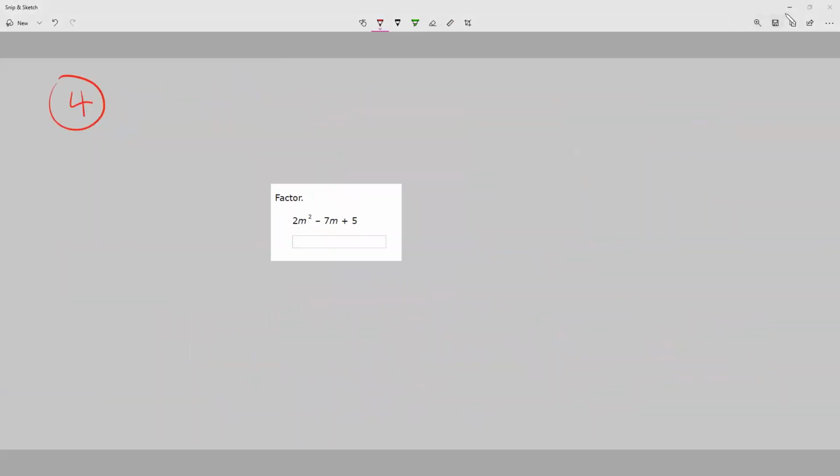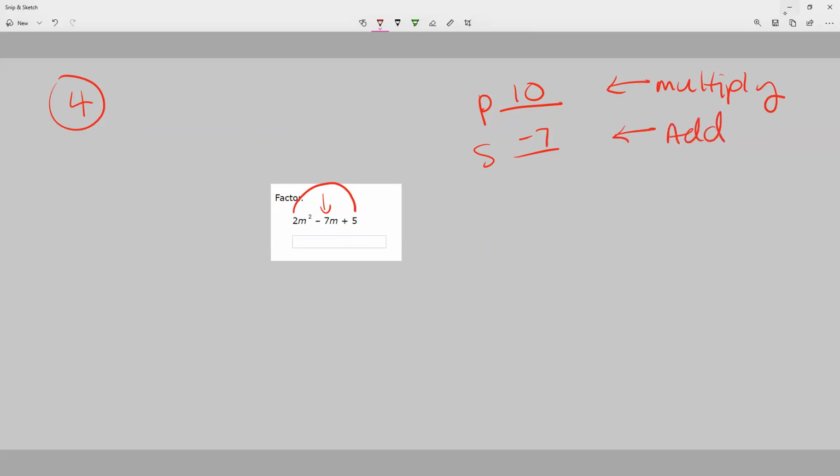So let's do the next one. Let's start with product and sum. The product is 2 times 5, which is 10, and then the sum is -7. So I'm looking for two numbers that multiply to be 10, but add to be -7.